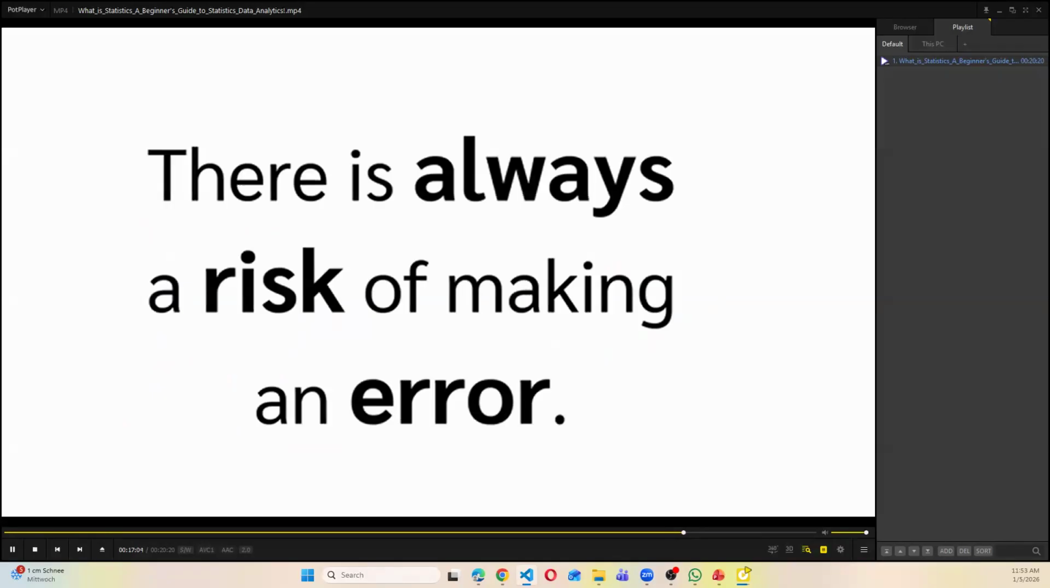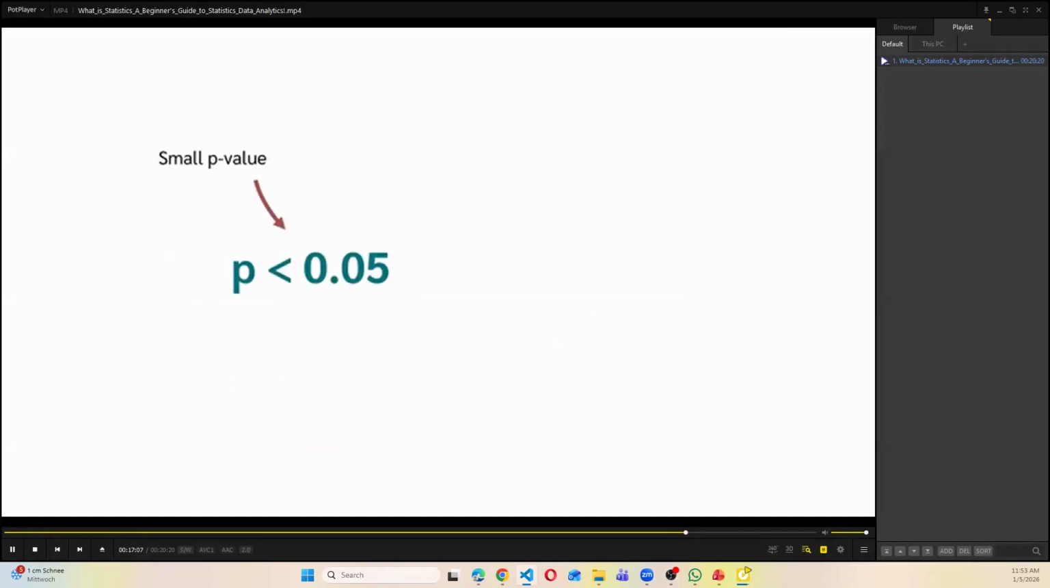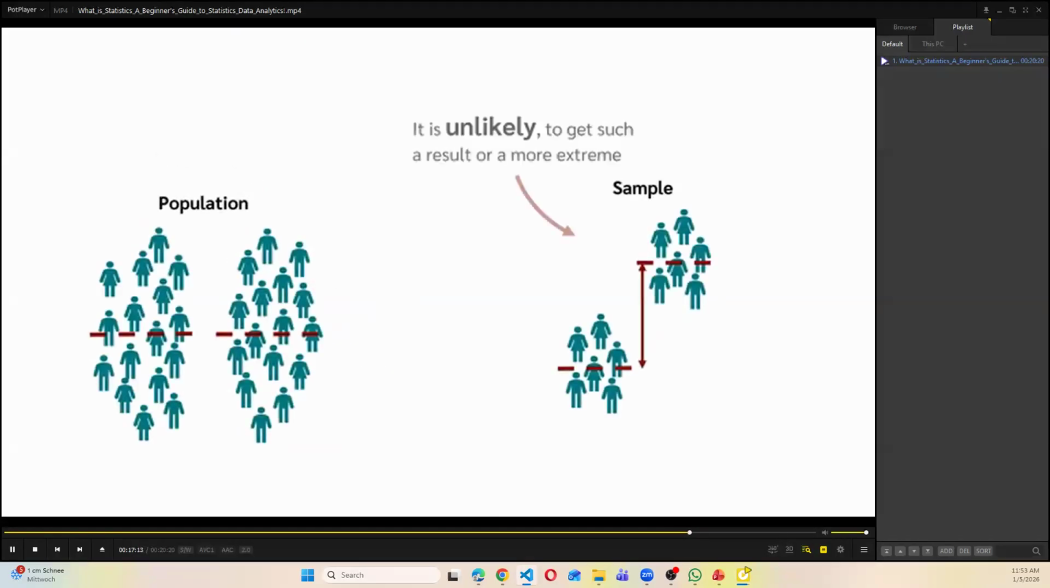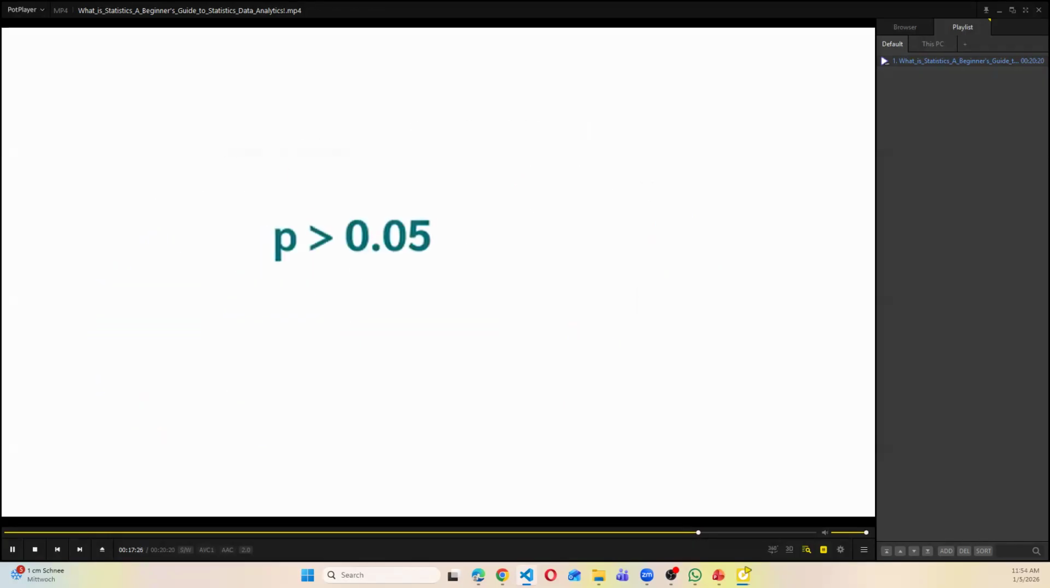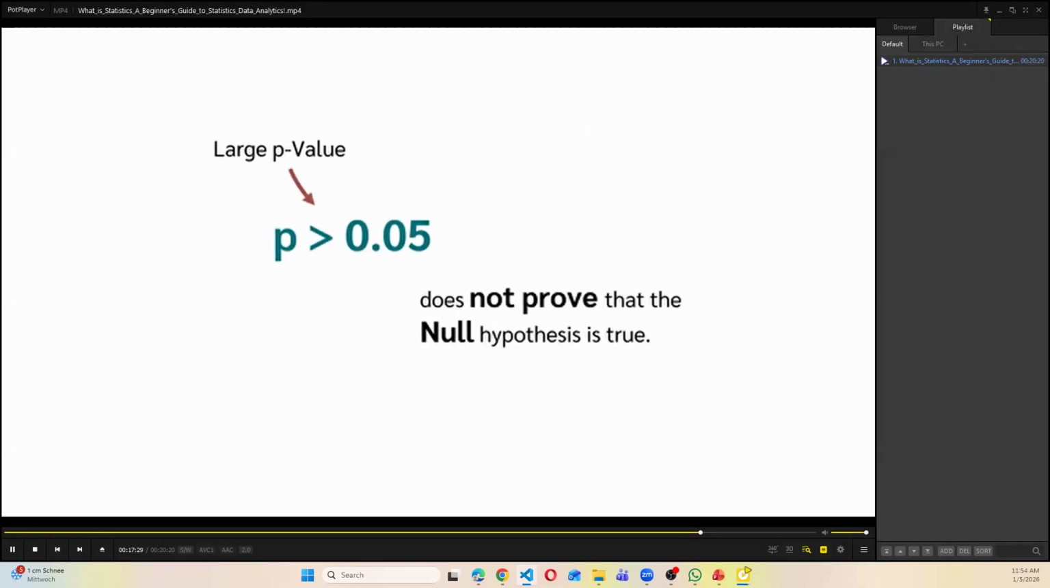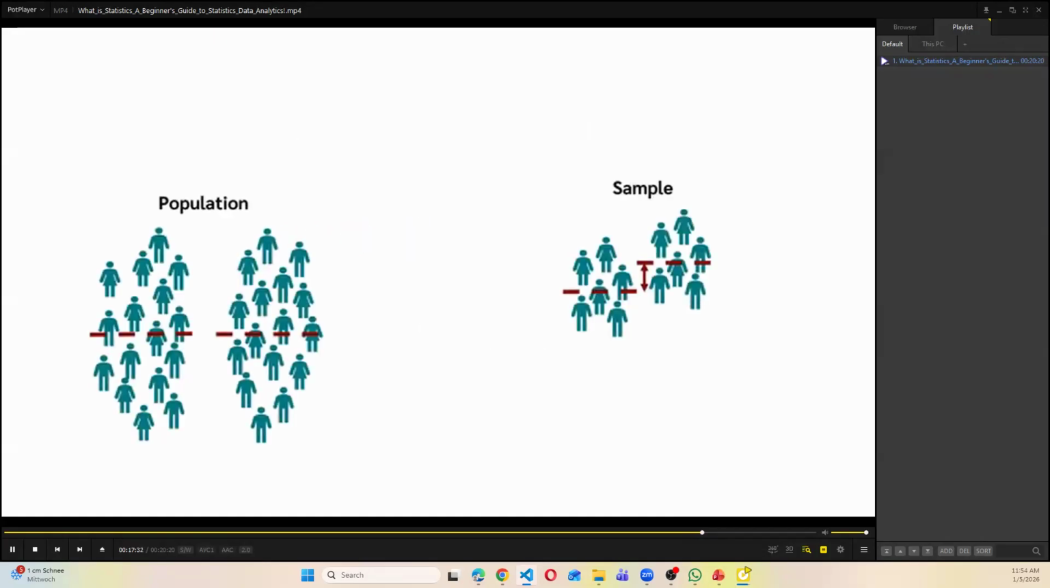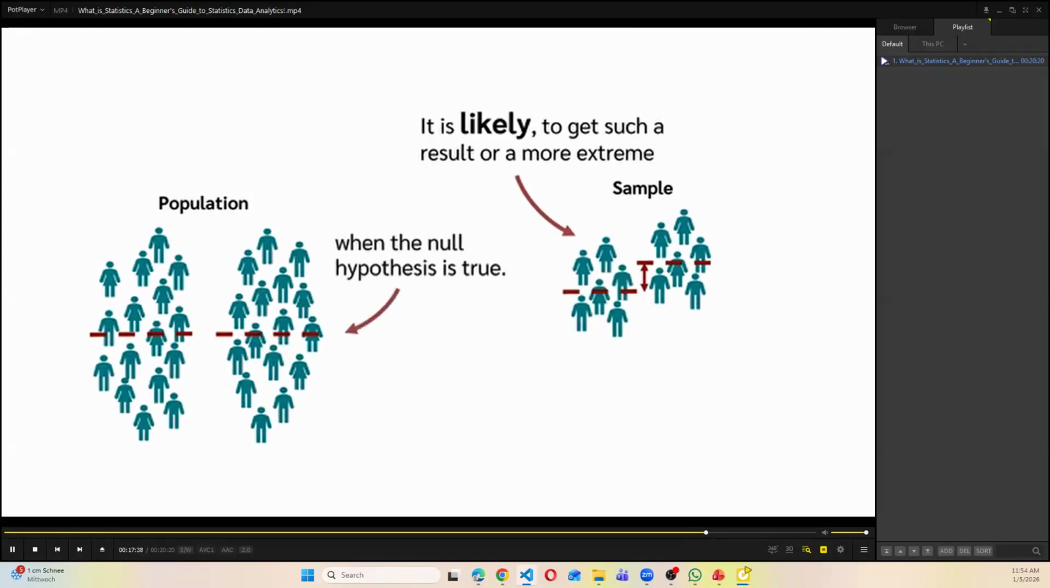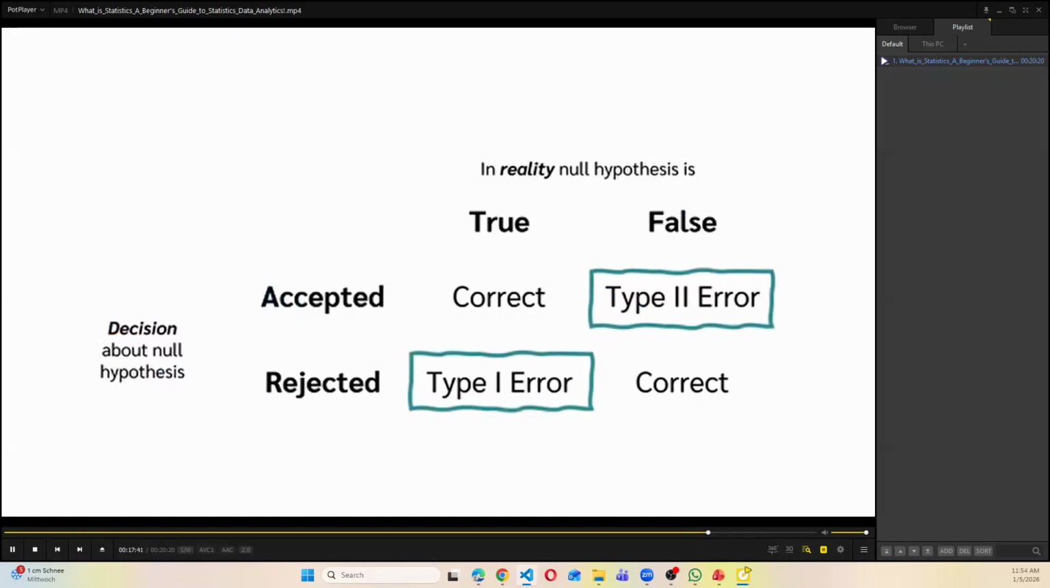But note, there is always a risk of making an error. A small p-value does not prove that the alternative hypothesis is true. It is only saying that it is unlikely to get such a result, or a more extreme, when the null hypothesis is true. And again, if the null hypothesis is true, there is no difference in the population. And the other way around, a large p-value does not prove that the null hypothesis is true. It is only saying that it is likely to get such a result or a more extreme when the null hypothesis is true. So there are 2 types of errors which are called type 1 and type 2 error.